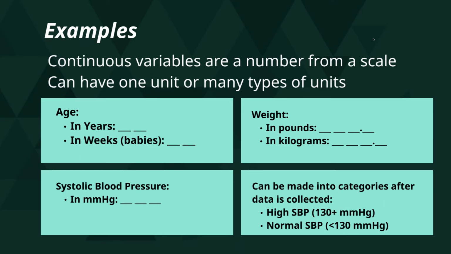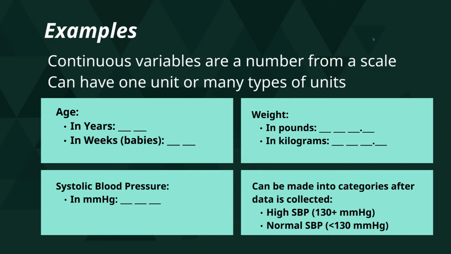Continuous variables can be categorized after data is collected. So blood pressure could be categorized as high blood pressure, 130 plus, or normal blood pressure, less than 130. So you would only have two categories there, high or normal. You could do the same with BMI, taking weight and height of the person and calculating the actual body mass index value. That becomes a continuous variable, which you can then categorize later.